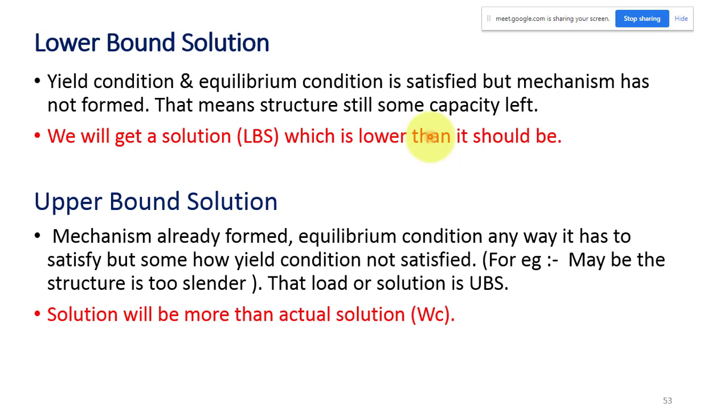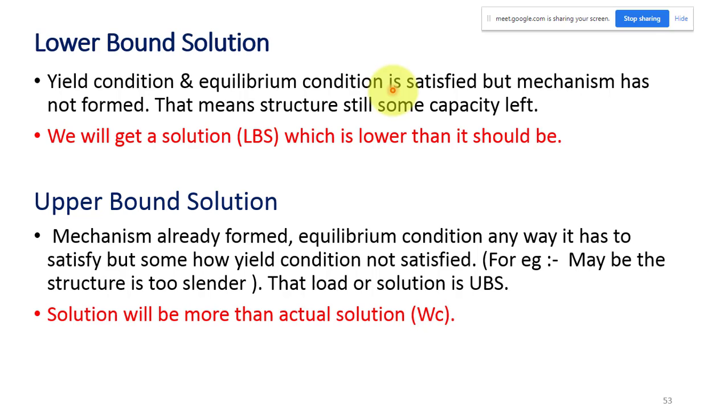In the lower bound solution, the yield condition and equilibrium condition are satisfied, but the mechanism has not yet formed. That means finally your structure will collapse after forming the mechanism. Your yield condition and equilibrium condition are satisfied, but the mechanism is not yet formed. That means your structure can take some more load. It still has some capacity left in the structural members. That is why in the lower bound solution you will get a value of collapse load that is lower than the actual collapse load.